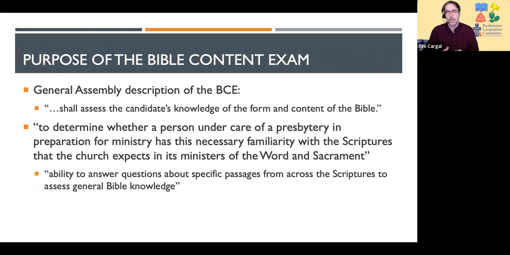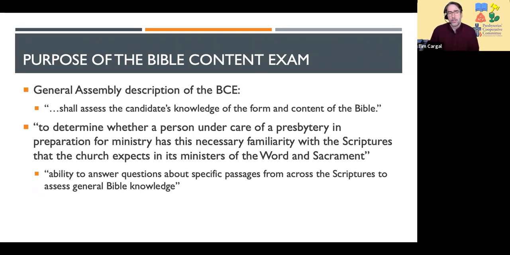So there's a variety of ways that I could do that. But the way the PCC has done this from the beginning is by asking questions about specific passages from across the scriptures, and from that generalizing to what is your general level of knowledge of the Bible, by asking questions of different levels of difficulty, things that they expect everybody should know, questions that they think would show a deeper knowledge of Scripture, a better command of Scripture, because they're more difficult, and so forth.